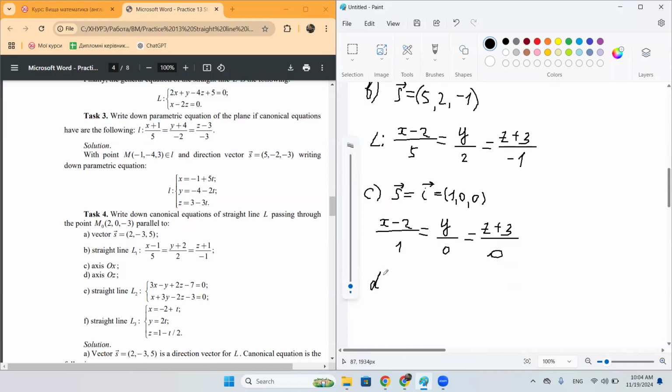Analogically for part D, the direction vector will be vector k, the unit vector that corresponds to the z-axis.